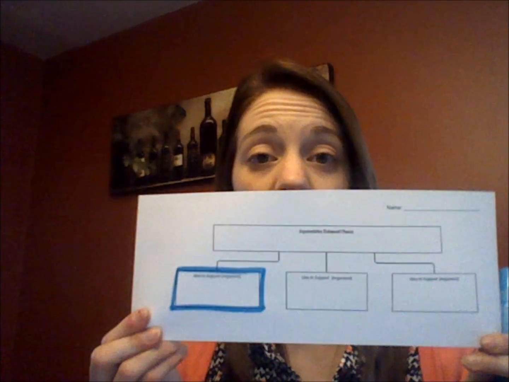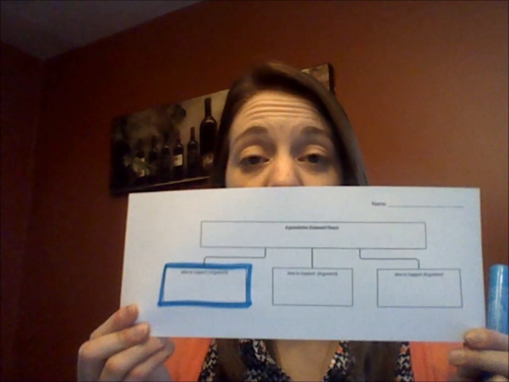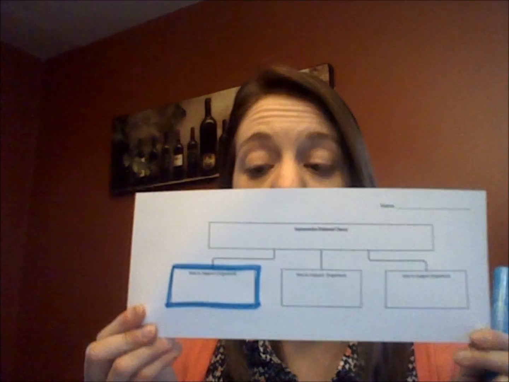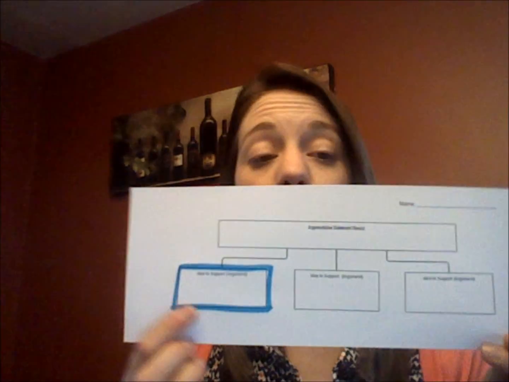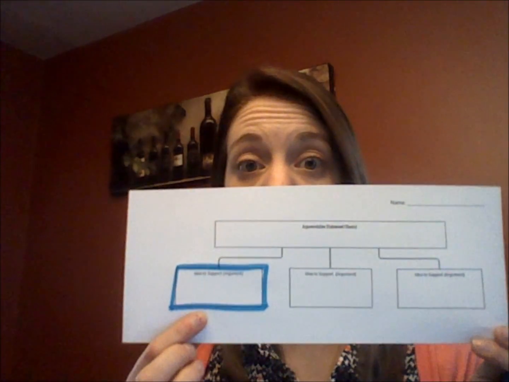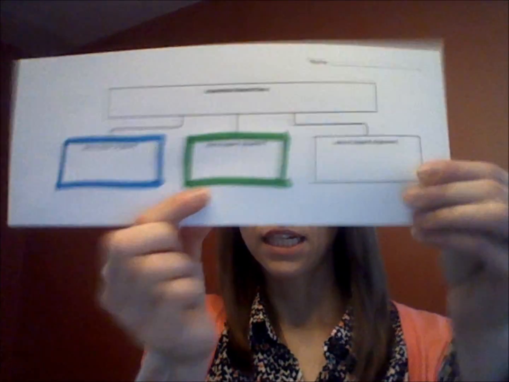So anytime I find a piece of information in an article, in a source, that is about my first argument, I'm going to highlight it in blue. Anything that I find that supports my second argument, I'm going to highlight in green. And anything I find that supports my third argument, which some of you have and some of you don't have, and that's okay, I'm going to highlight in pink.